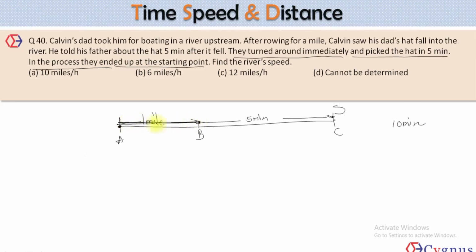So the hat must have covered this much distance in 10 minutes. This is how much? 1 mile. The hat will flow with the speed of water. That means downstream. So hat will cover this 1 mile in how many minutes? 10 minutes. Minutes when converted in terms of hour will become 10 by 60. So effectively what you will get? 6 here. The speed of hat is 6 miles per hour. That's why the speed of river is also what? 6 miles per hour. So the answer is second option.